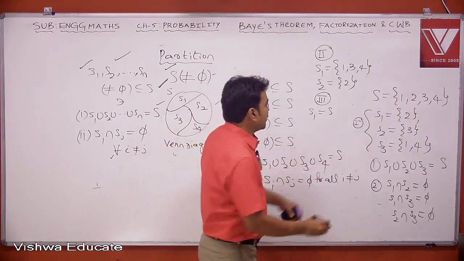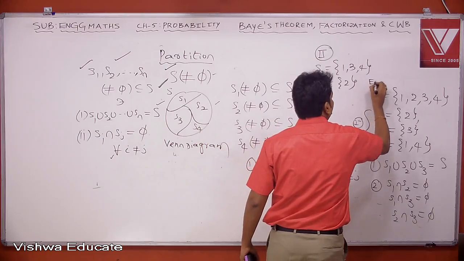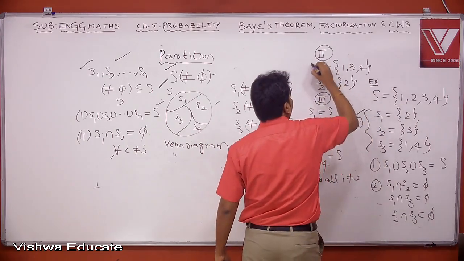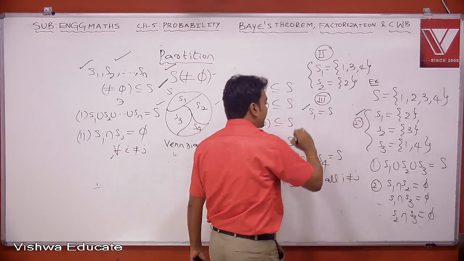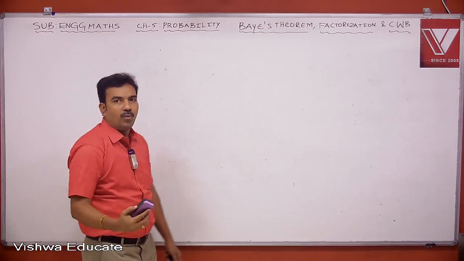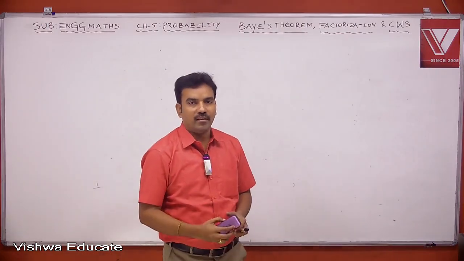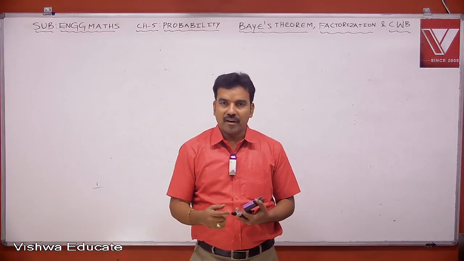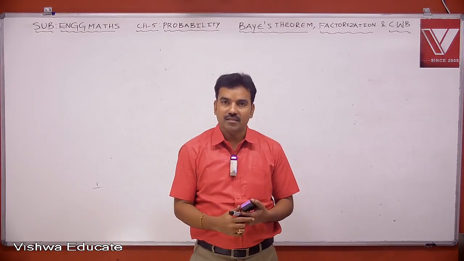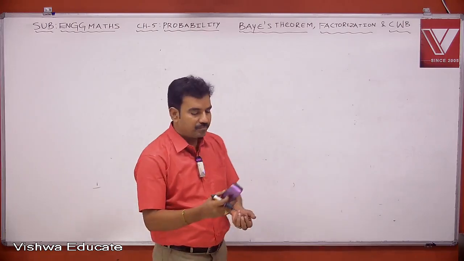Now you have this example. For the set S, this is the first partition, this is the second partition, the third partition is itself. Note all these partitions. Now we discuss Bayes theorem, followed by factorization, prime factorization of a natural number, and then if time permits, we can discuss the classroom workbook, right?